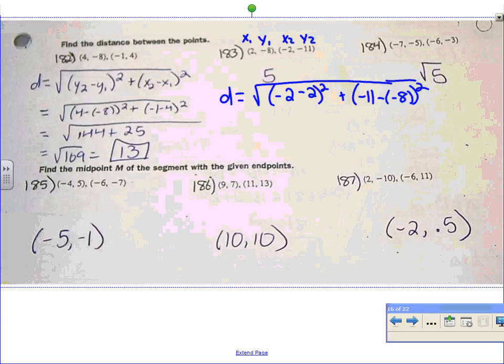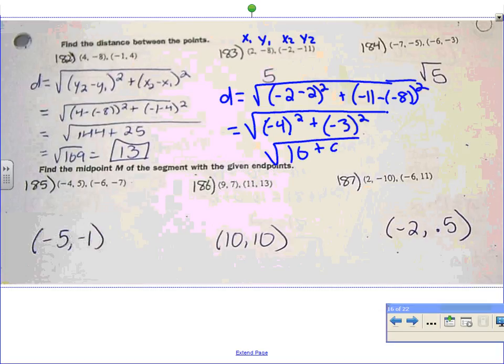Did you have that? Okay. So next step, Kevin, you have negative 4 squared, right? Plus negative 3 squared. Did you have that? Okay, that's probably the problem then. Did you add wrong? Okay. Just be careful. Anyone else on that page?